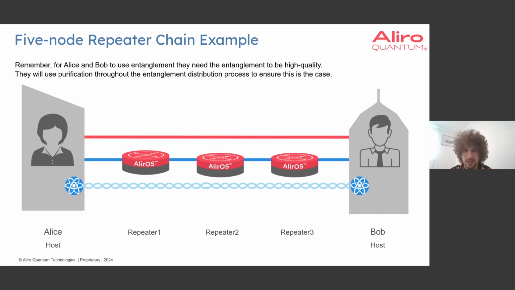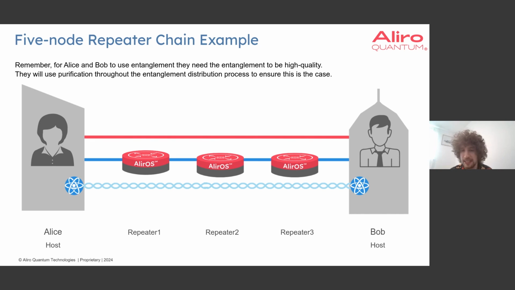Like we mentioned earlier, we will likely want to do purification throughout this process many times to keep entanglement quality high, and we will also likely want to do this process many times so that Alice and Bob share multiple entangled pairs instead of just one shared entangled pair.